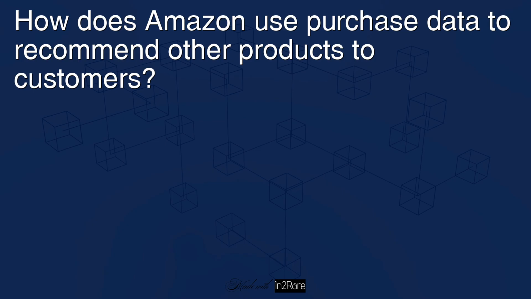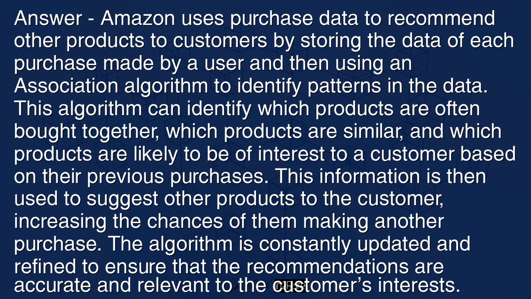How does Amazon use purchase data to recommend other products to customers? Answer: Amazon uses purchase data to recommend other products to customers by storing the data of each purchase made by a user and then using an association algorithm to identify patterns in the data. This algorithm can identify which products are often bought together, which products are similar, and which products are likely to be of interest to a customer based on their previous purchases.